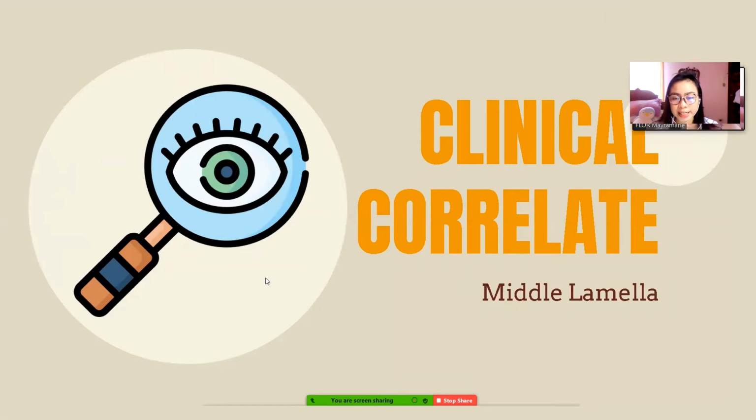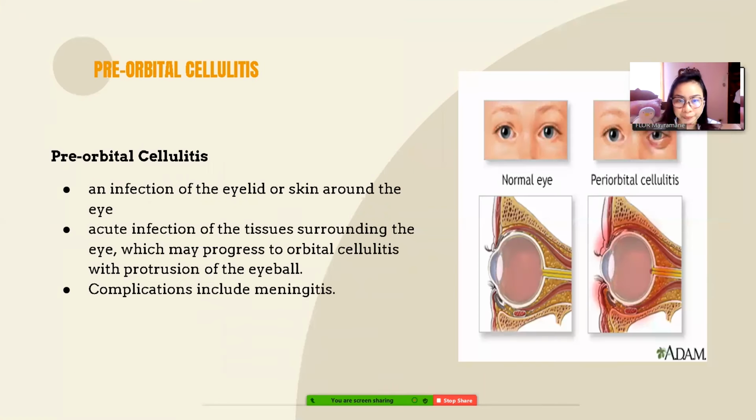So for the clinical correlation, we have preseptal cellulitis, an eye infection of the eyelid or skin around the eye. It is an acute infection of the tissue surrounding the eye which may progress to orbital cellulitis with protrusion of the eyeball. Complications include meningitis.